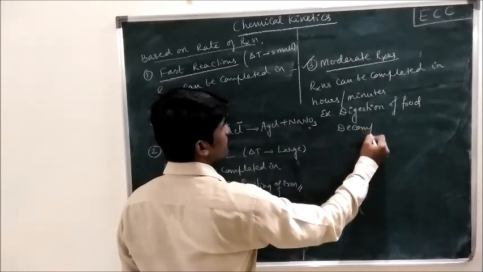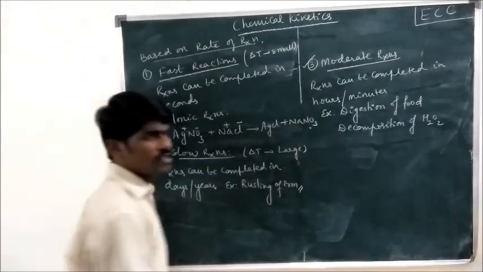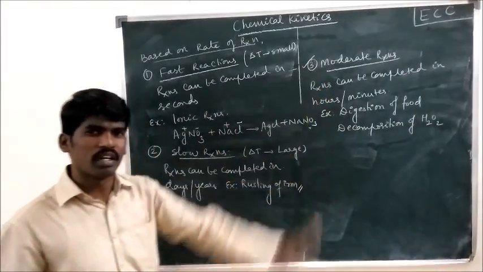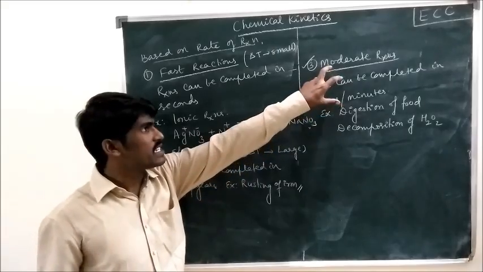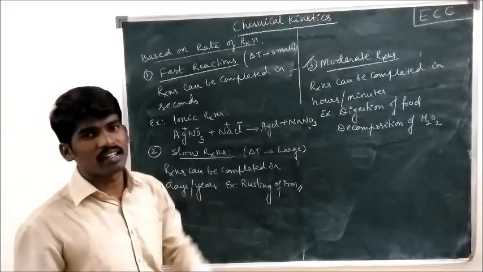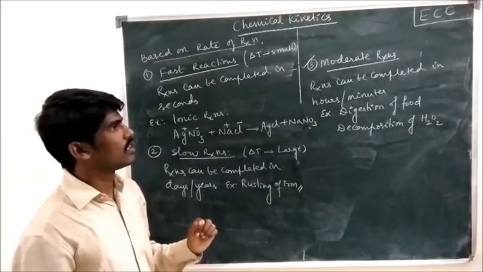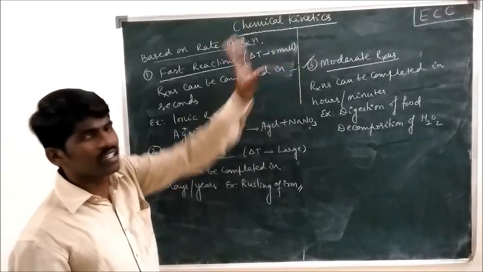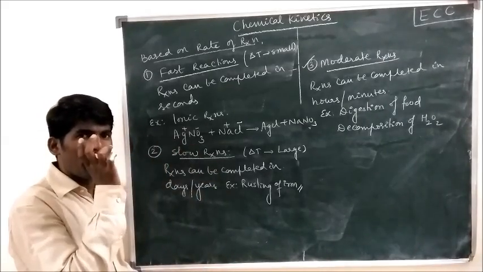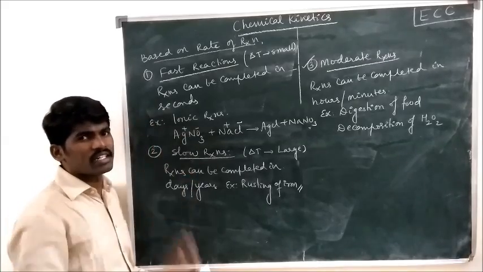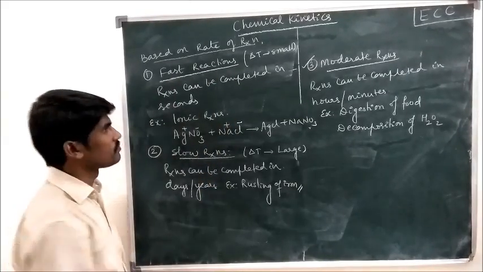Similarly, decomposition of hydrogen peroxide. These two are examples of moderate reactions. So, for moderate reactions, delta T is optimal, moderate. These types of reactions can be studied under chemical kinetics, but not slow reactions that are too slow, nor too fast reactions, right? Moderate reactions can be easily studied under kinetics. So far we have learned what the rate of reaction is. Based on rate of reaction, what types of reactions are there? We have fast reactions, slow reactions and moderate reactions.